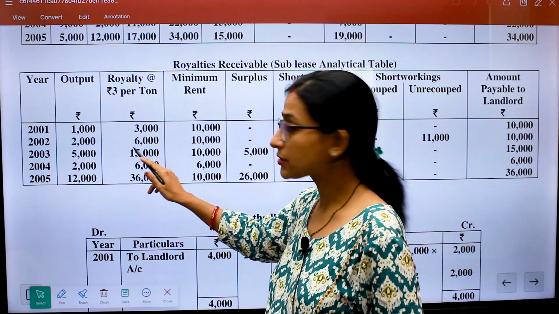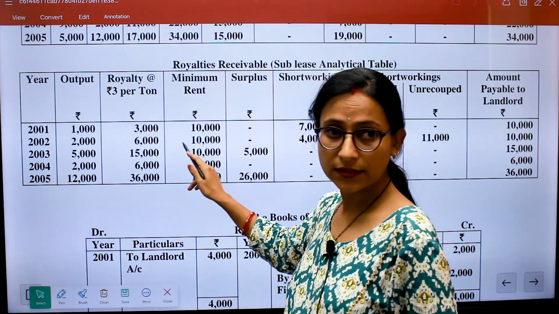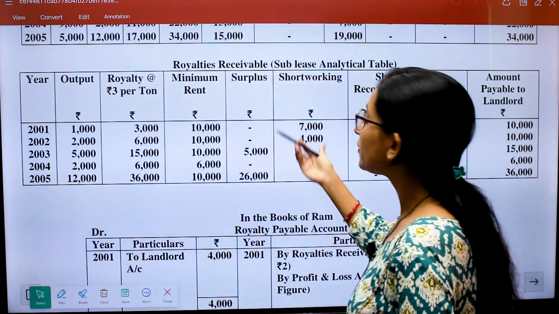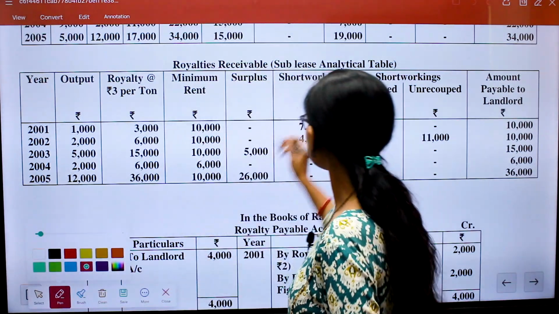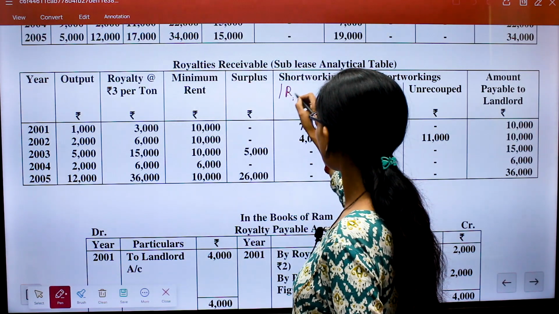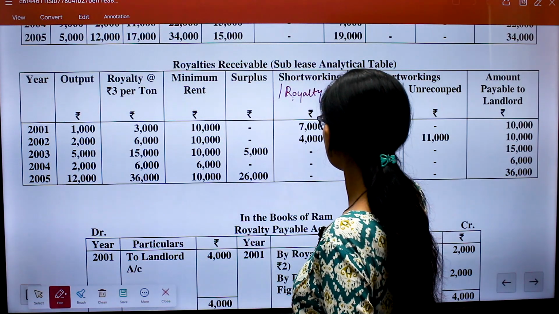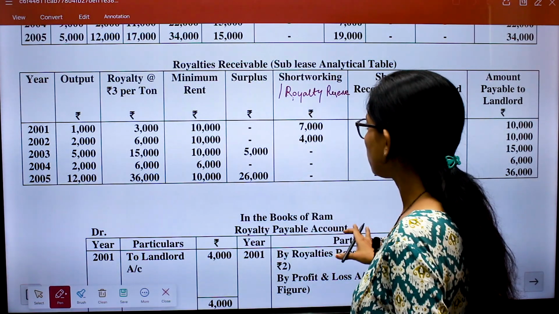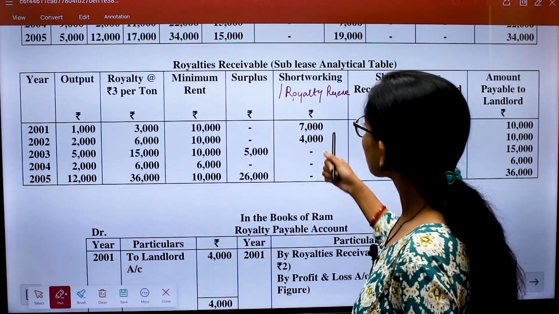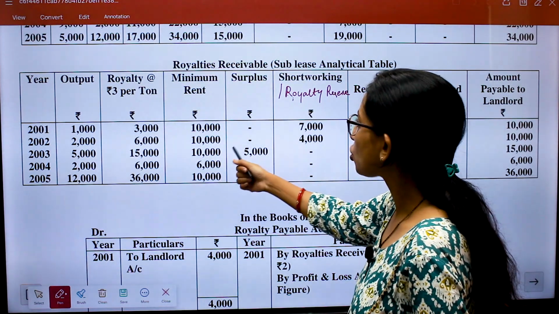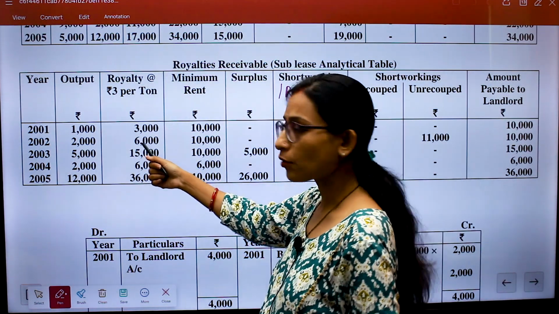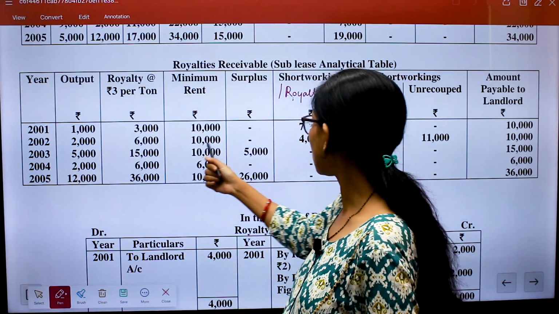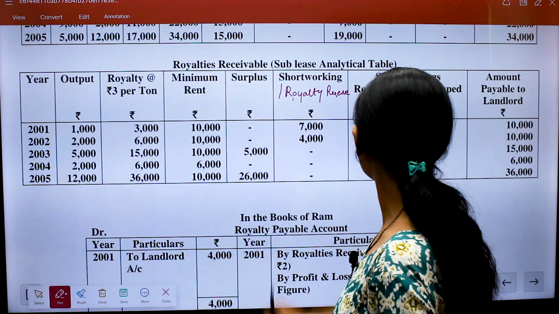Here the royalty earned is 3,000 and the minimum rent is 10,000. So there is a short working of 7,000, or the royalty reserve of 7,000. This is also called royalty reserve. We will use this term only, royalty reserve, in this table for the sublessee purpose. And in the second year there is a short working of 4,000, because the royalty is 6,000 and the minimum rent is 10,000. There is a difference of 4,000, so the short working is 4,000.